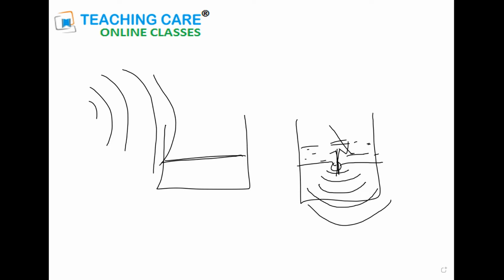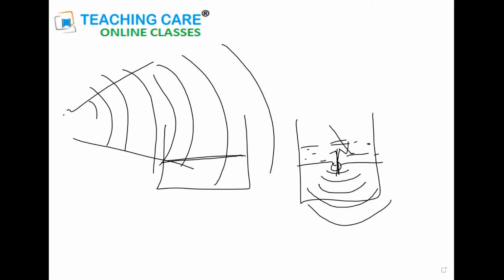Now this kind of phenomenon in which there is a gap in the barrier, from that the ripples are spreading out. It is coming out. It is like spreading out. They are continuously increasing in size. So this kind of phenomenon, when there is a gap in the barrier, is known as diffraction. What is this phenomenon known as? It is known as diffraction, in which the ripples are spreading out.